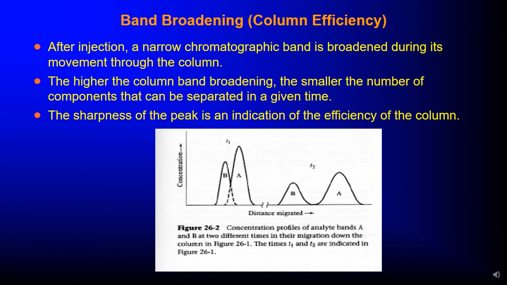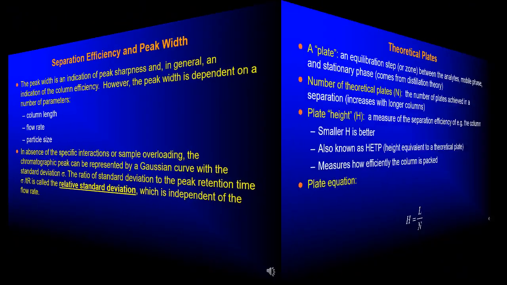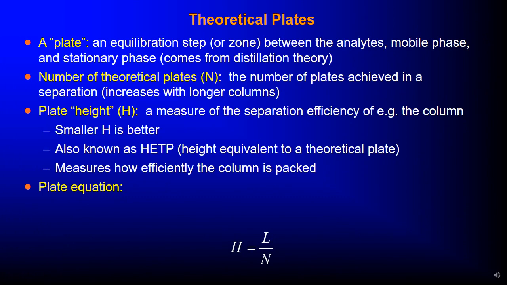So there is what we call band broadening, or column efficiency. By definition, after injection, a narrow chromatographic band broadens during its movement through the column. The higher the separation efficiency, the smaller the peak width, and the larger the number of components that can be separated in a given time. The sharpness of the peak in general is an indication of the column efficiency. However, the peak width is dependent on theoretical parameters: one is column length, and another is flow rate.